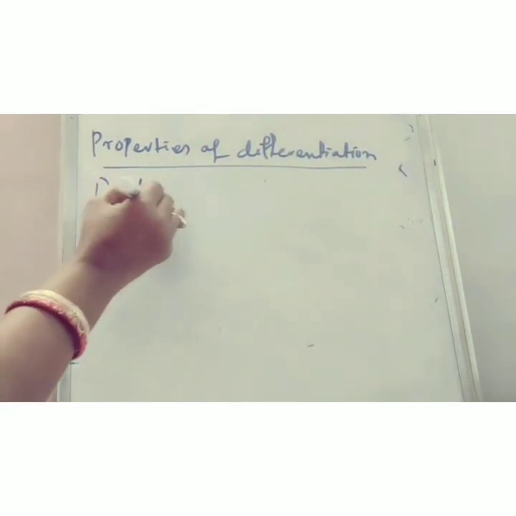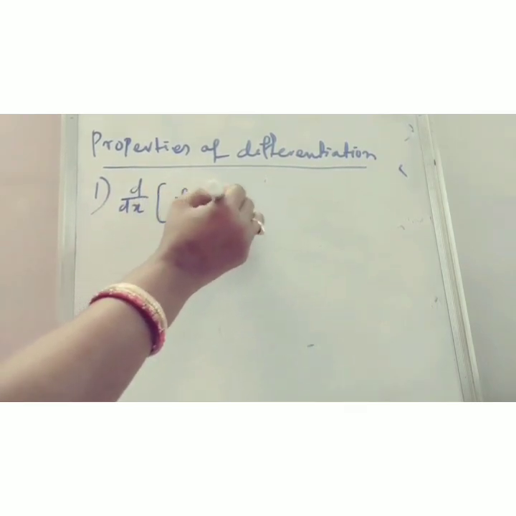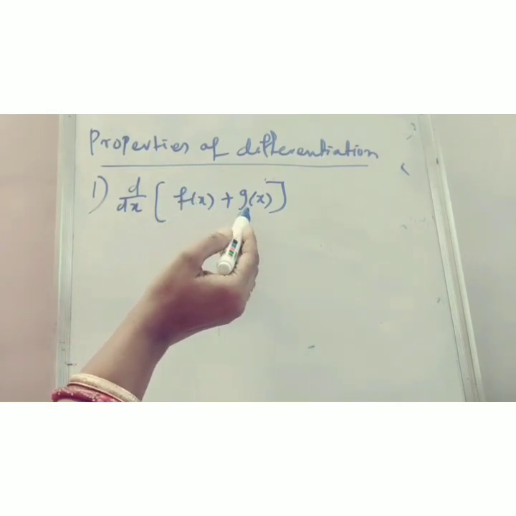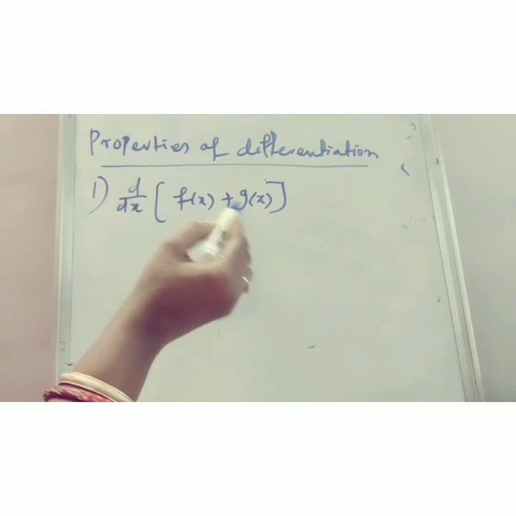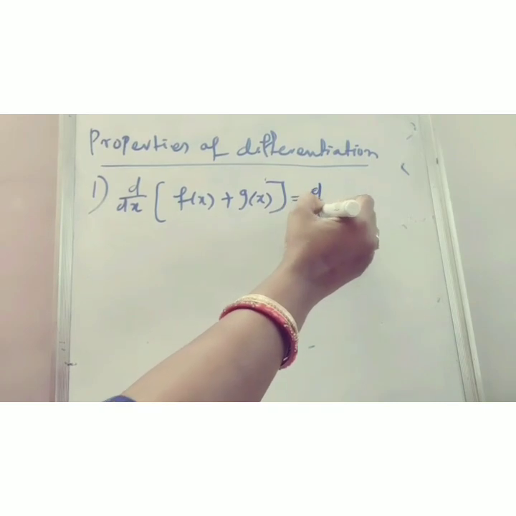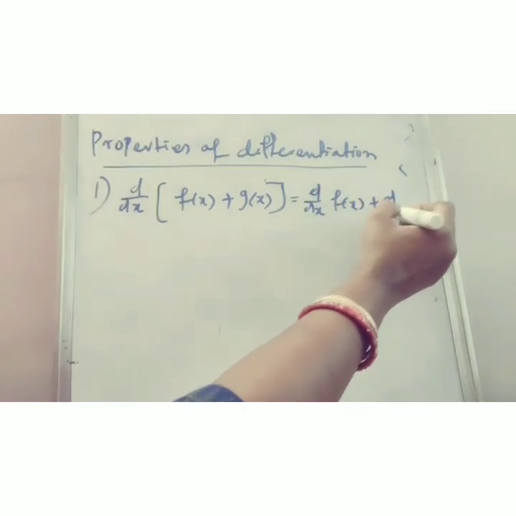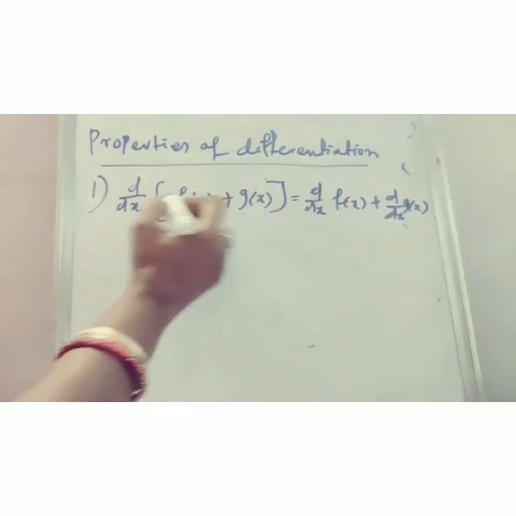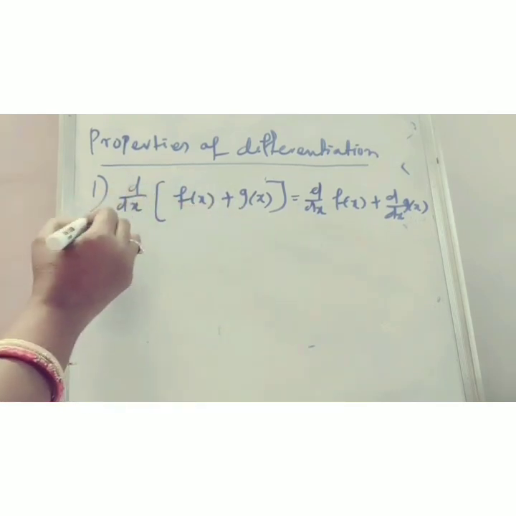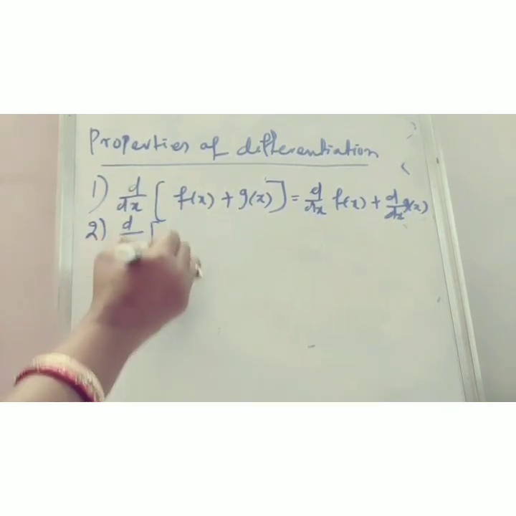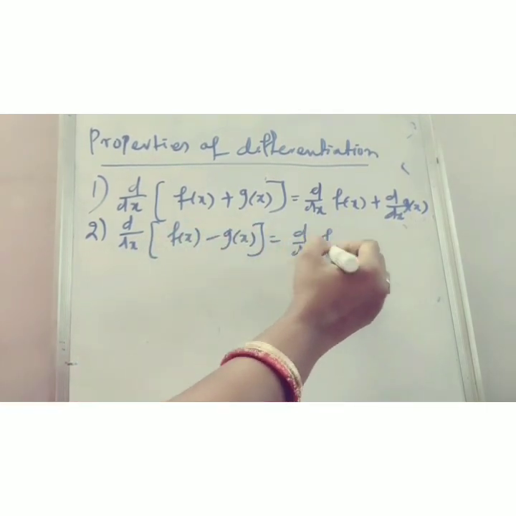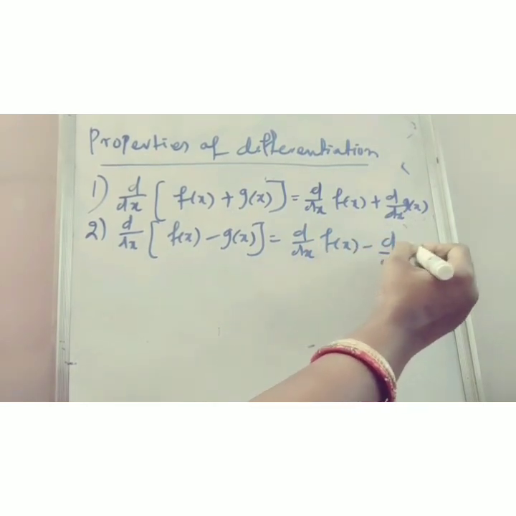Number 1, d by dx of f of x plus g of x. F of x is one function, g of x is another function. Now, the derivative of the sum of two functions is equal to the derivative of f of x plus the derivative of g of x. D by dx of f of x plus g of x is equal to d by dx of f of x plus d by dx of g of x. Number 2, d by dx of f of x minus g of x is equal to d by dx of f of x minus d by dx of g of x.